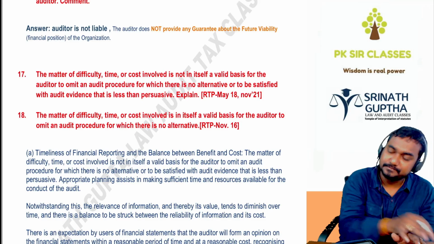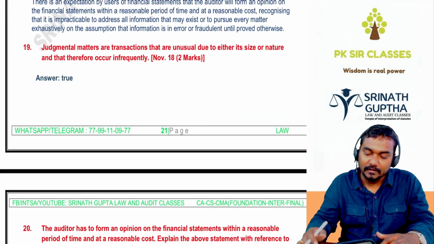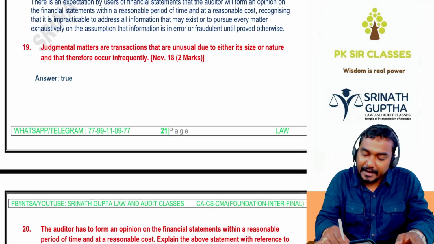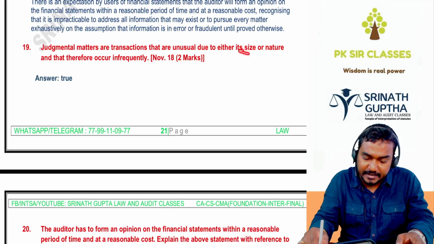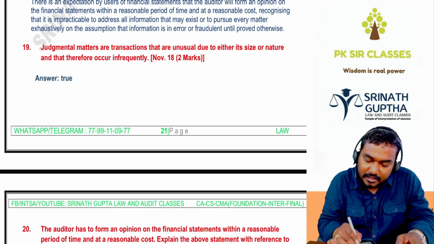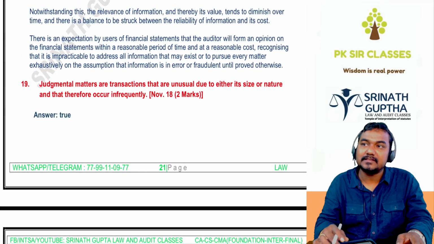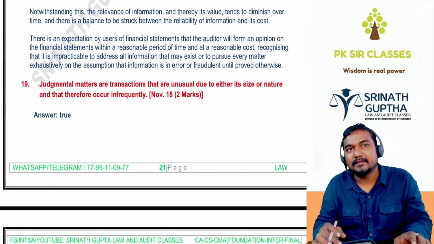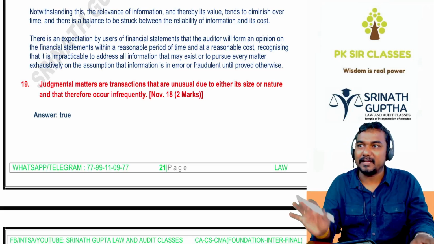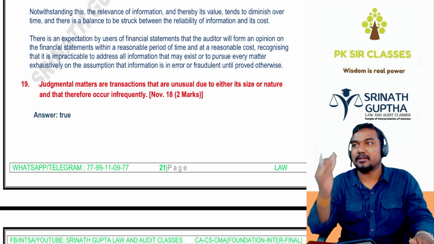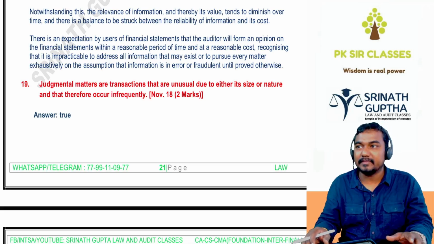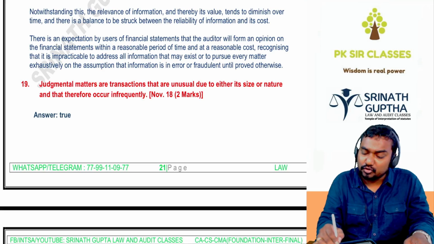Then, judgmental matters are the transactions that are unusual due to either size or nature, and that therefore occur infrequently. True or false? Judgmental matters will not come daily; rarely they will come. If they came every day, we would make a procedure for making it accurate. So judgmental matters will not come every day. They will come rarely. That is what he is asking. It was asked for 2 marks.